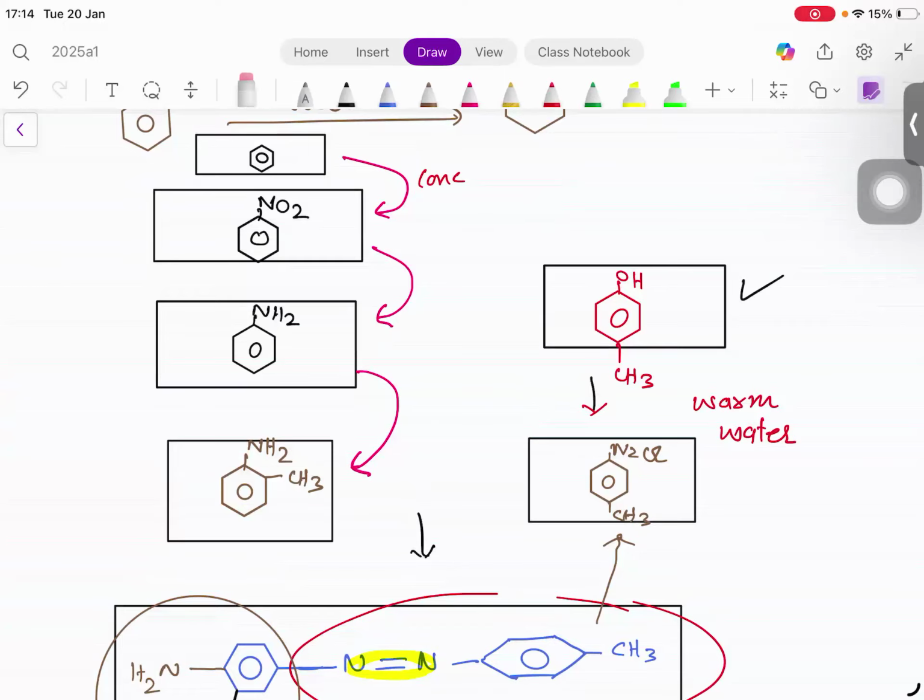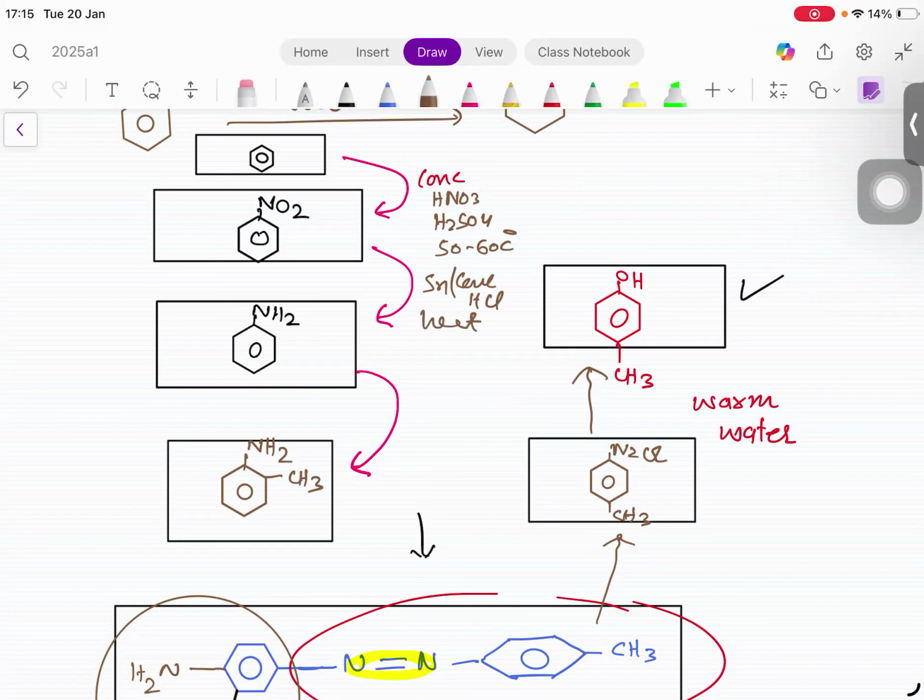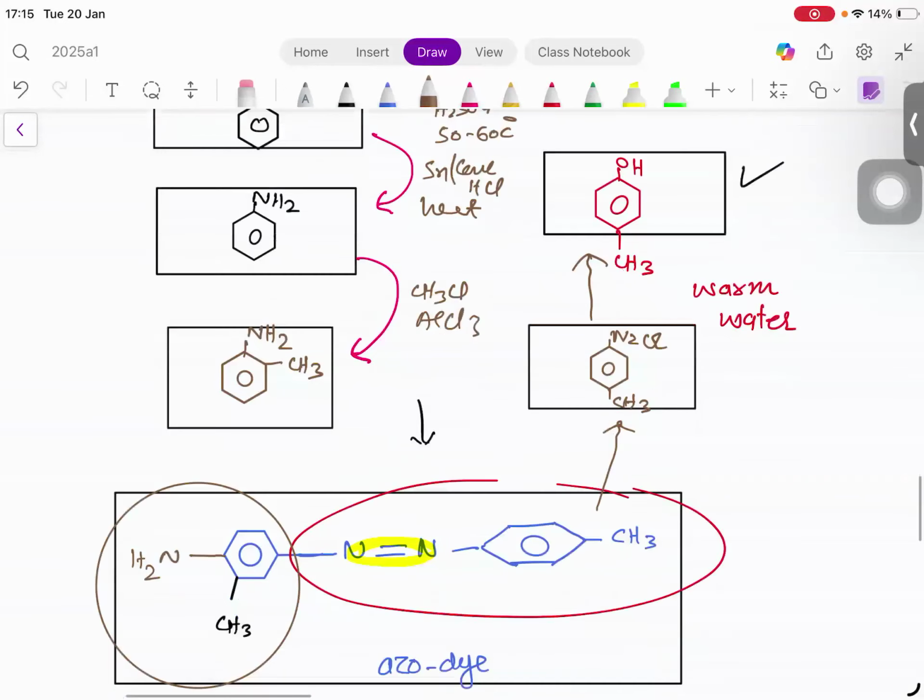No, this one, sorry. What is this compound actually? Okay, now what about this? Concentrated HNO3 and H2SO4 at 50 to 60 degrees. And what about the next? Tin with concentrated HCl and heat, reduction. And then what about this? CH3Cl, AlCl3. And then what about this? NaOH aqueous.